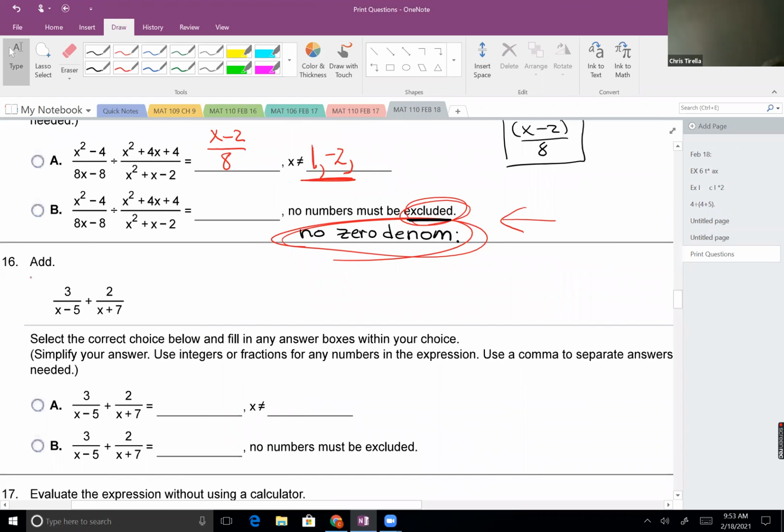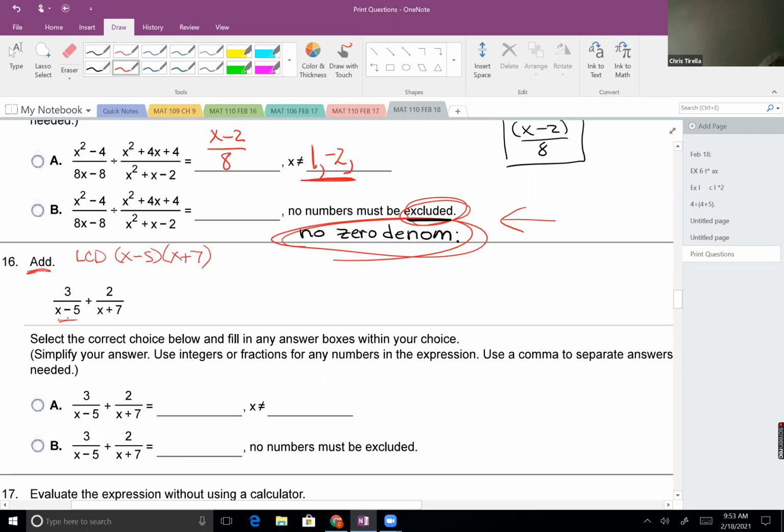Next one's an addition. And remember, in order to add fractions, I can't just add those because they have different denominators. Because I've got just a little bit amount of real estate available to me on this page, I hope you don't mind. I'm going to try to condense some of what I have written out several times before. Common denominator, neither denominator factors. So my common denominator is going to be x minus 5 times x plus 7.